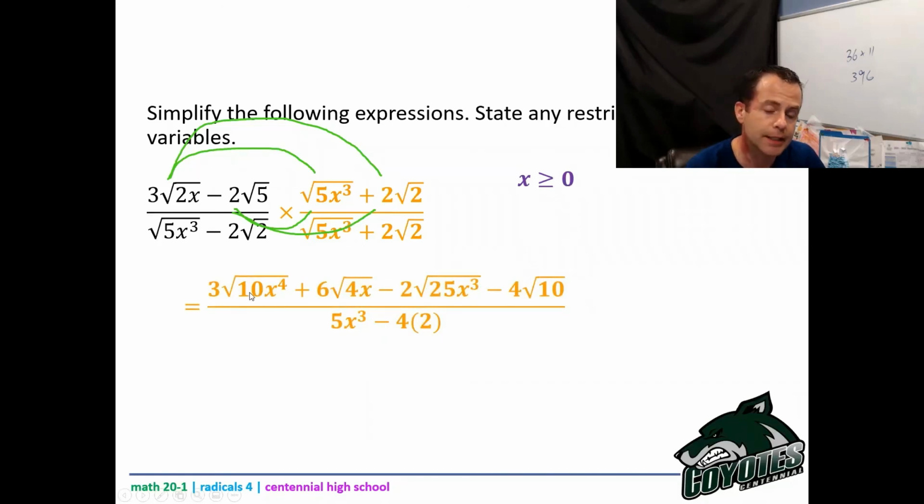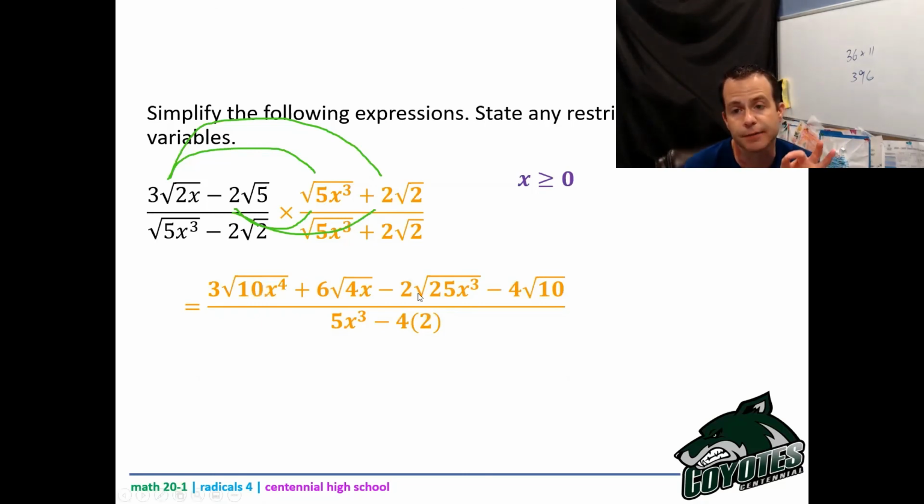So I'm looking at my 10 x to the 4 here. X to the 4 can come out, and that'll be x squared. There's nothing I can do with root 10. There's no perfect square factor there. Here, the x is going to stay, but the 4 can come out. The root of 4 is 2, and then 6 times 2 will be 12 on the outside. Here, 5x squared can come out, and that will leave me with just root x inside.